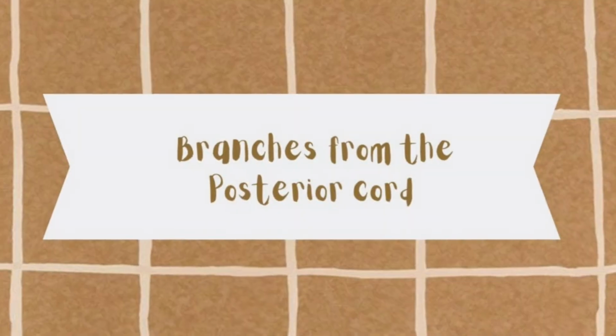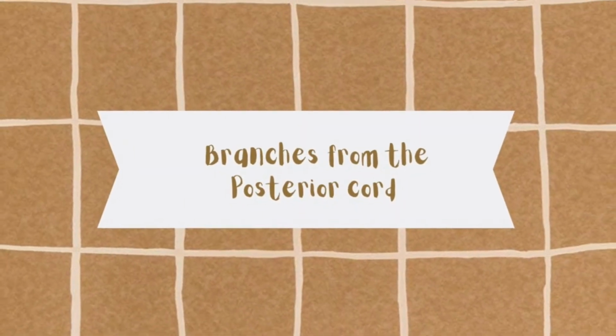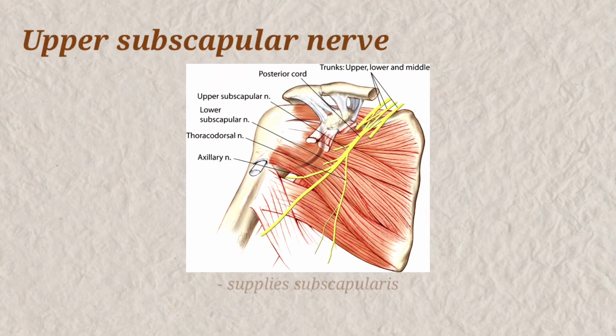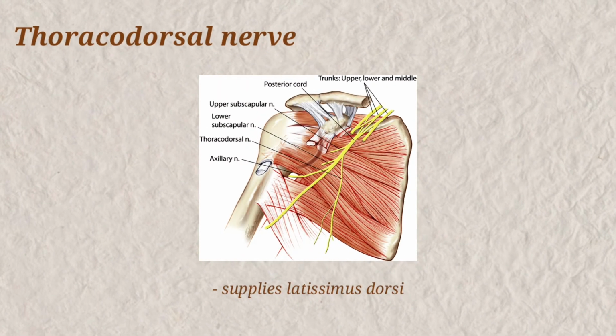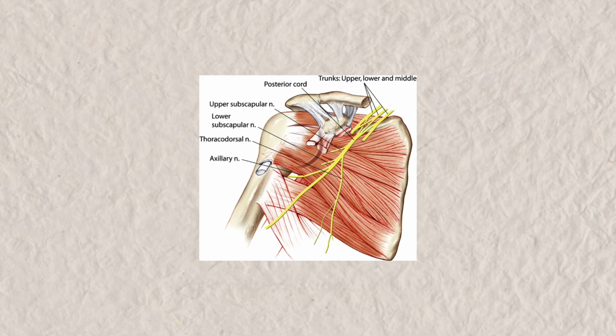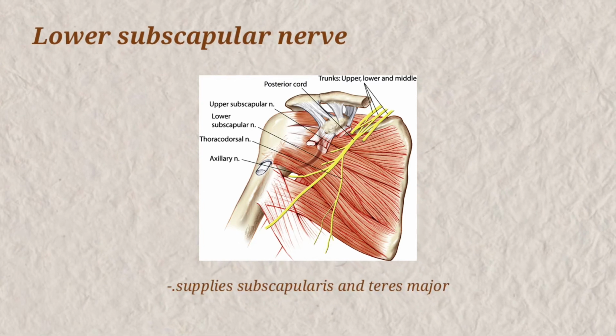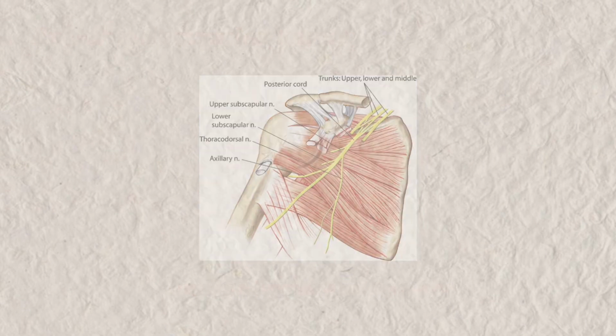Moving on to the branches from the posterior cord. First, supplying the subscapularis is the upper subscapular nerve. Second is the thoracodorsal nerve, which supplies the latissimus dorsi. Then, the lower subscapular nerve, which supplies the subscapularis and teres major.